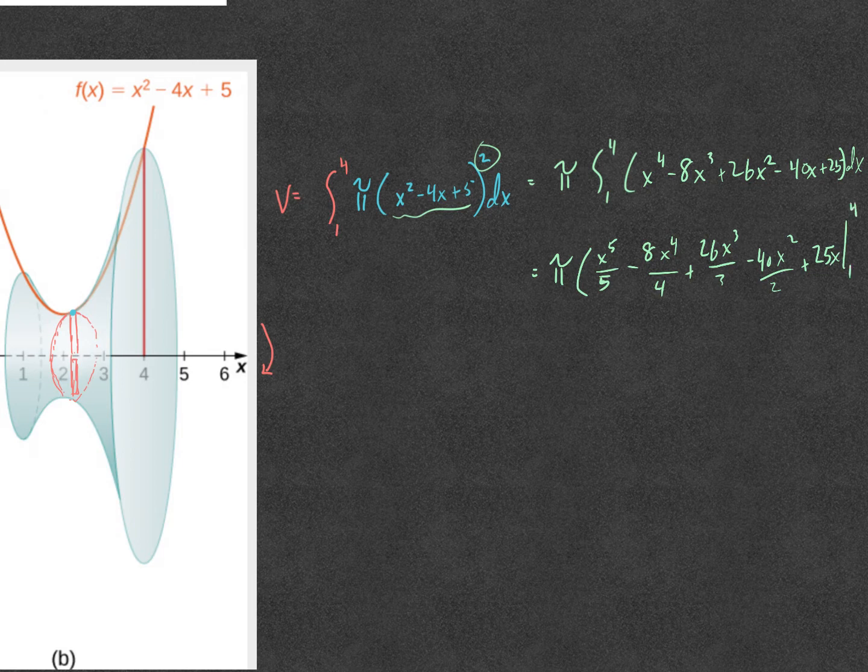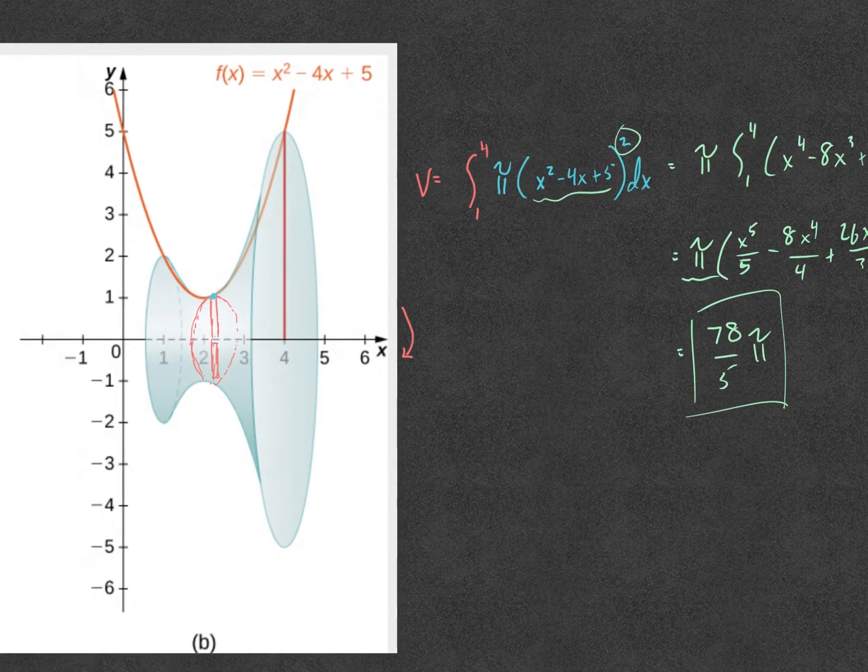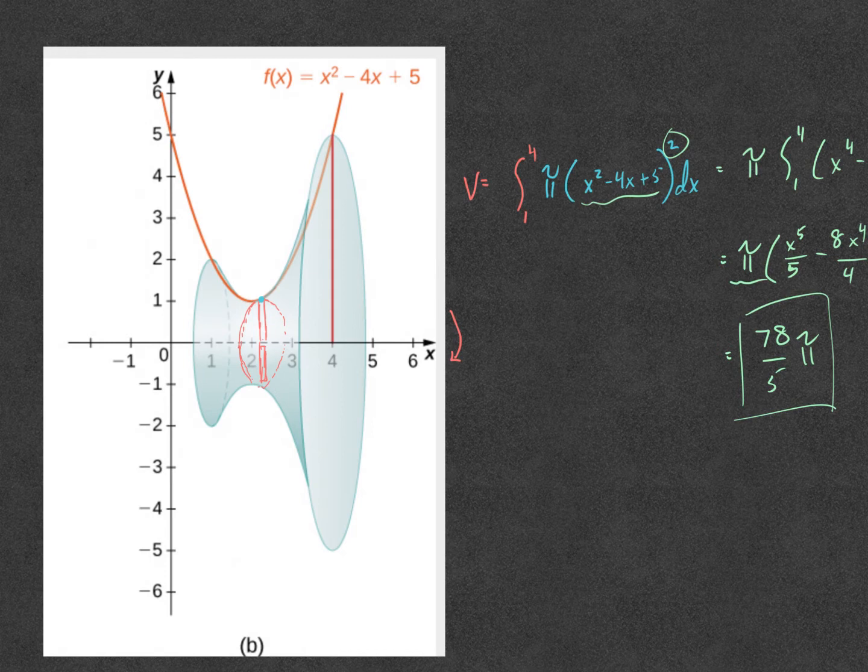Now it's an arithmetic question. You make sure you type it into your calculator super carefully, and it should give you 78 over 5 times that pi at the beginning. And what that 78 pi over 5 represents is the volume of that region. So that would be in cubic units. It's the volume of all the stuff inside of that blowhorn.